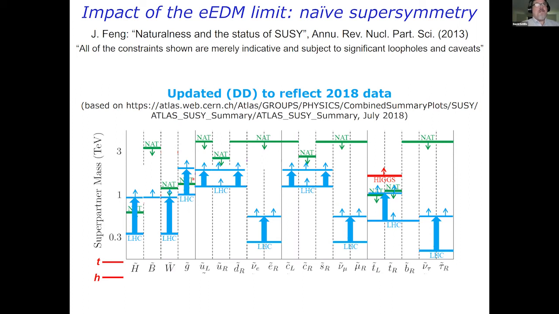Also, I'll point out that one of the things that this theorist, Jonathan Feng, says in this paper is that all of the constraints shown are merely indicative and subject to significant loopholes and caveats. So of course, particle physics theorists don't really know what comes after the standard model. So everyone has to make assumptions about what's reasonable. But these are fairly generic assumptions for supersymmetric theories.